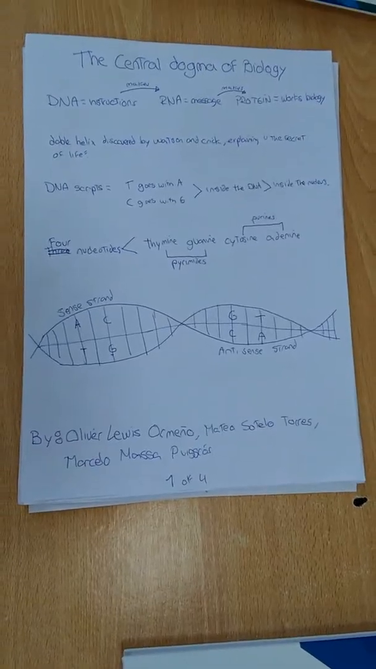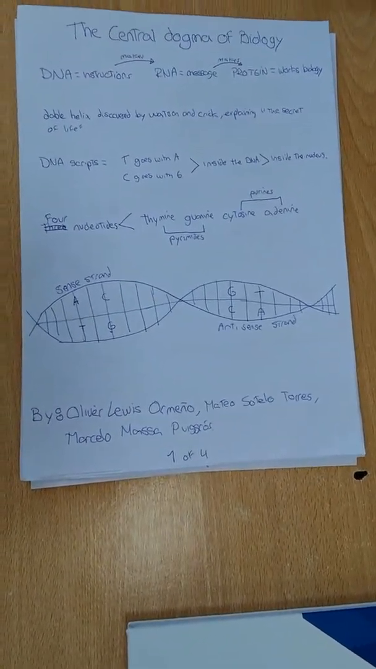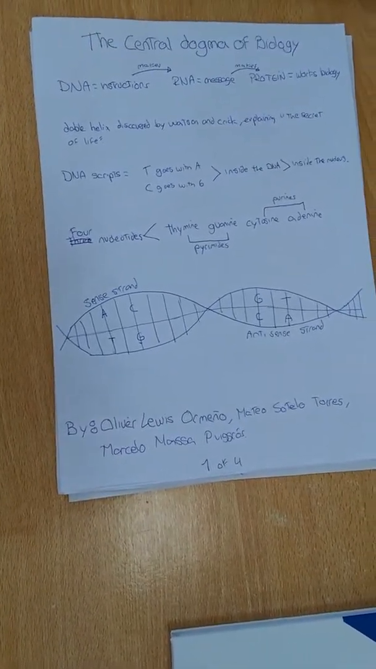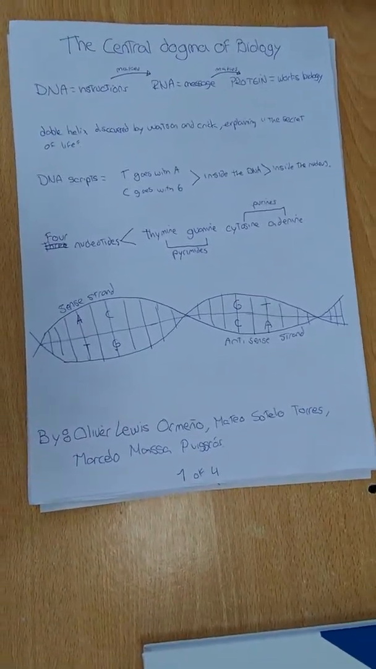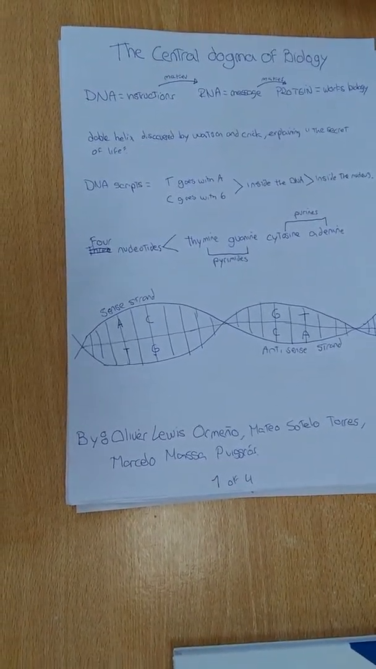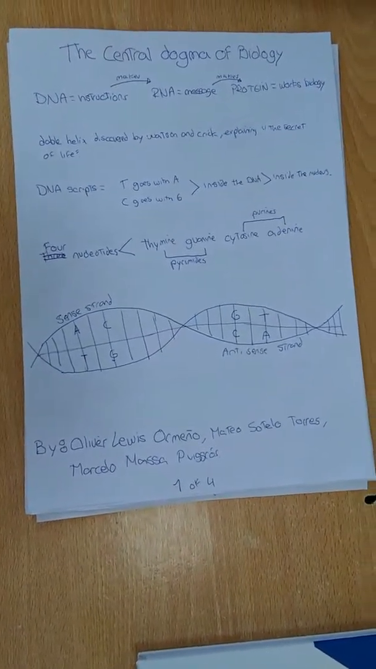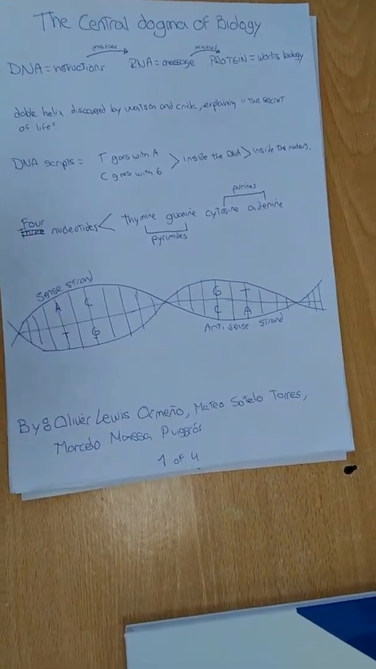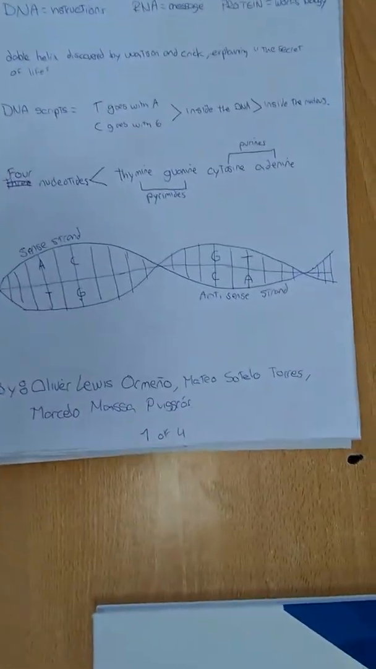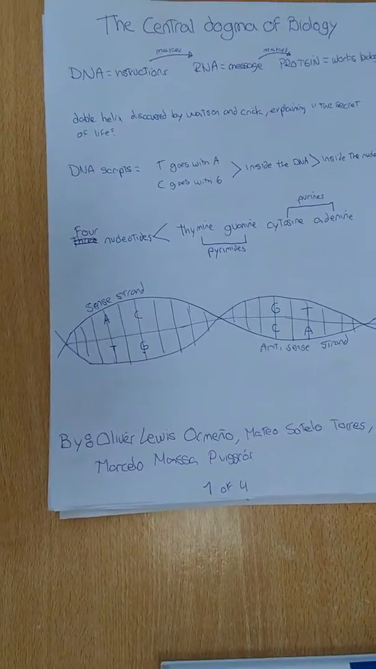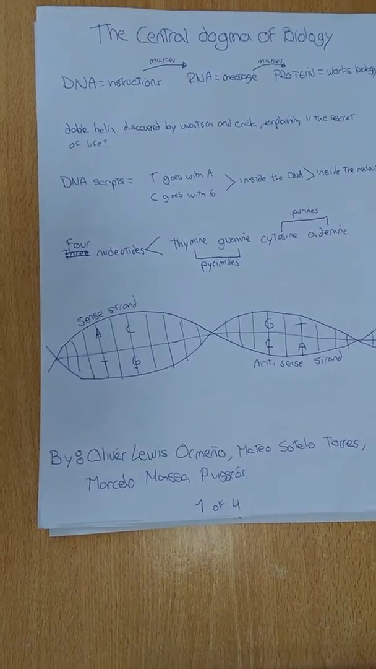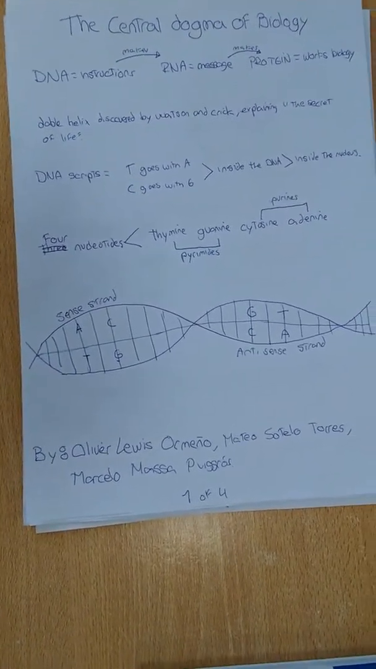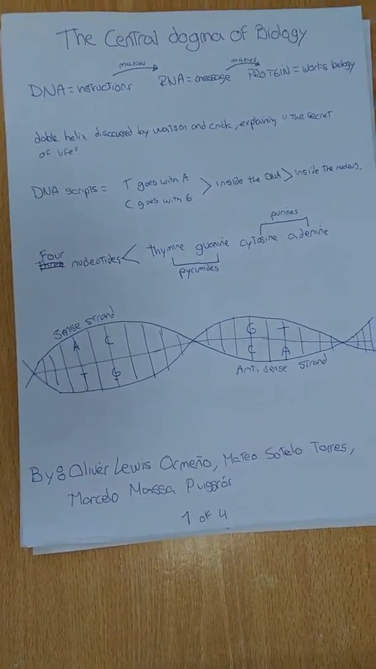The central dogma of biology. DNA is the instructor, which makes RNA, which is the messenger, which makes protein, which does all the work. So the DNA has a double helix, and it was discovered by Watson and Crick, and they said they were explaining the secret of life.